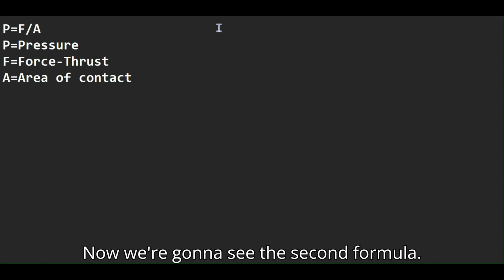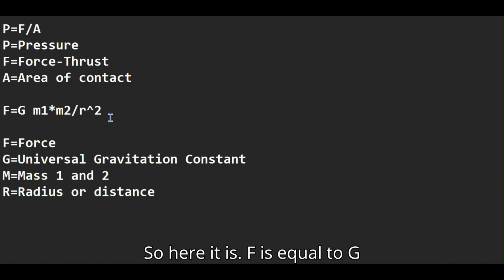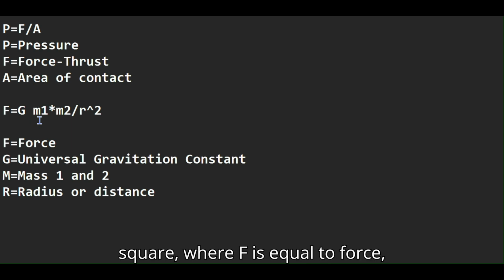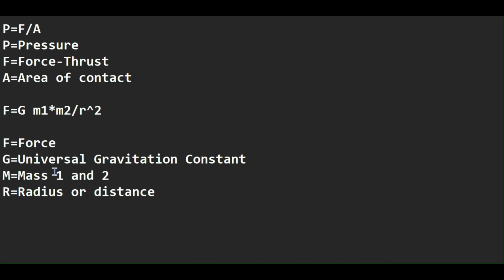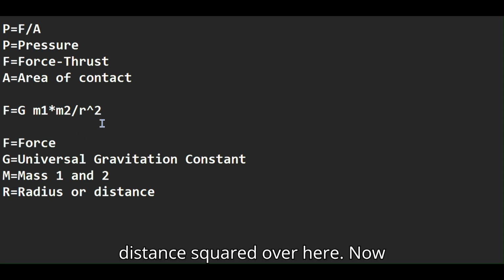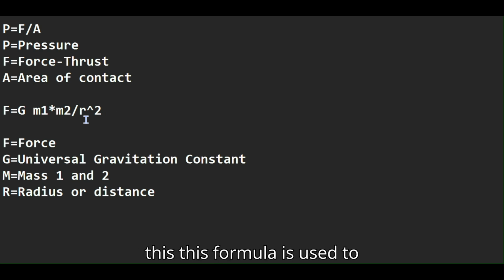Now we're going to see the second formula. F is equal to G m1 times m2 by r square, where F is force, G is the universal gravitation constant, m1 and m2 are mass 1 and mass 2, and r is the radius or distance, squared. This formula is used to find the gravitational force between two objects, and it was invented by Isaac Newton. This is the gravitational force formula.